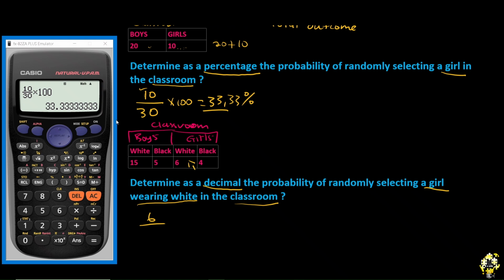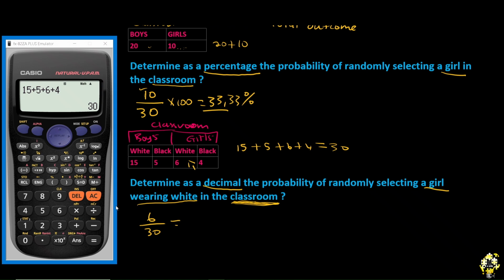And then the total outcome, remember I said we have to add everything. So first we have to add 15 plus 5 plus 6 plus 4. Why are we doing that? Because these are all the learners in the classroom. This is our sample. Let's use the calculator, let's not try to do mental maths here. It says there are 30 learners in class. So 6 girls wearing white over 30 learners in class.